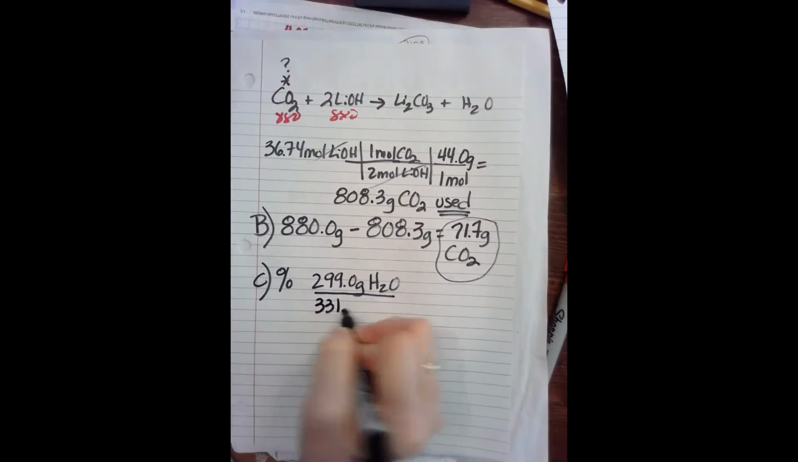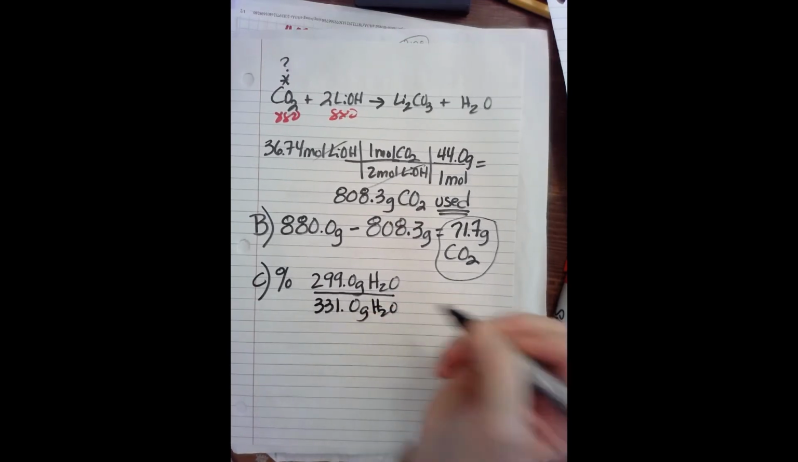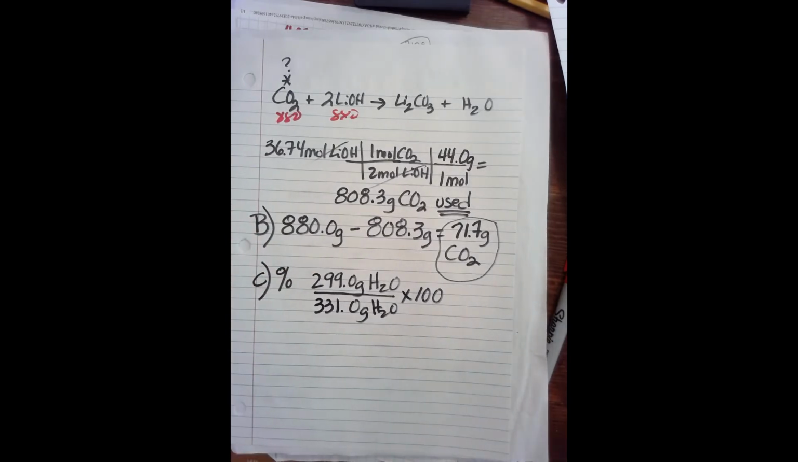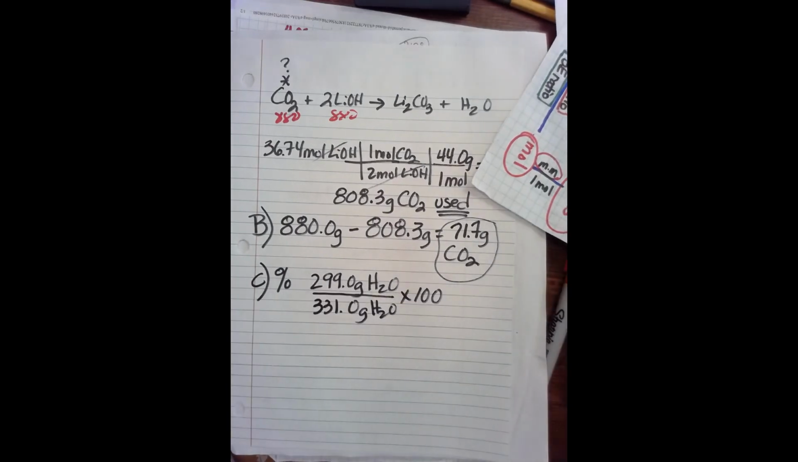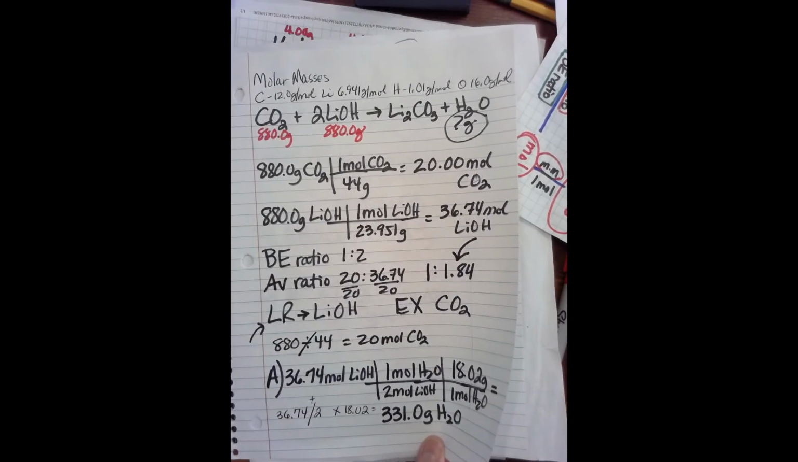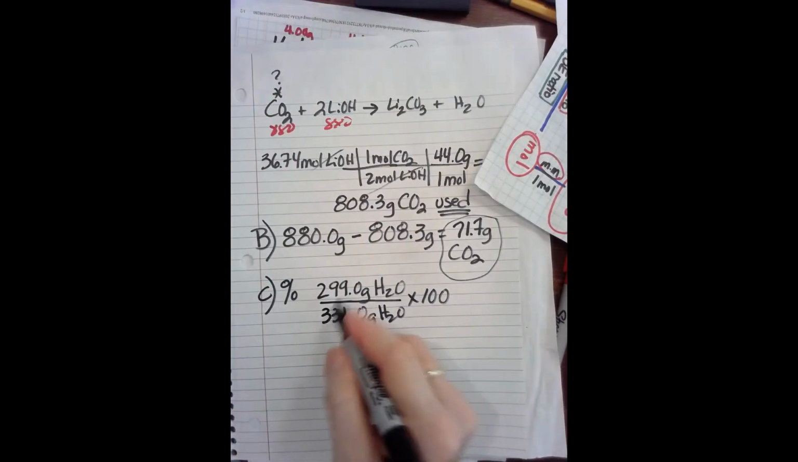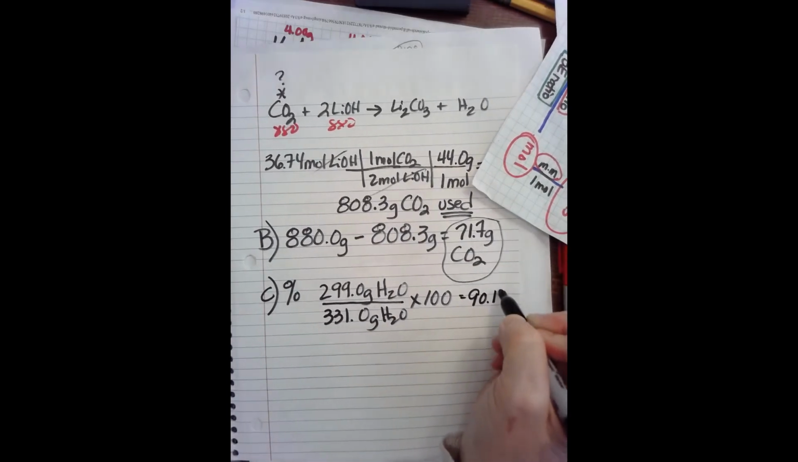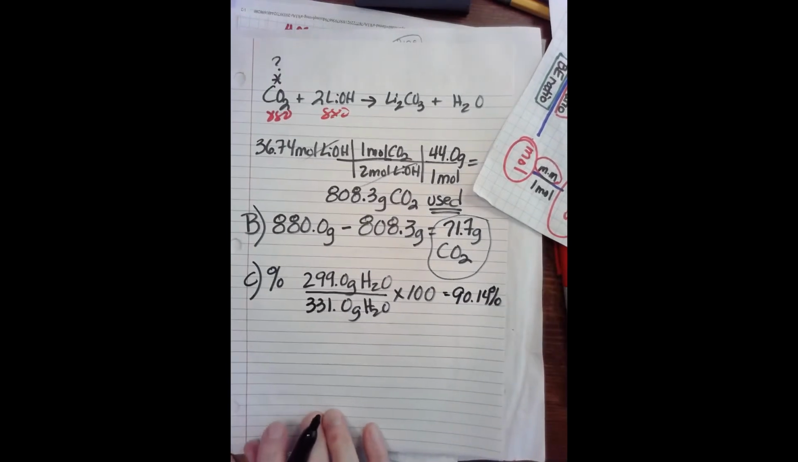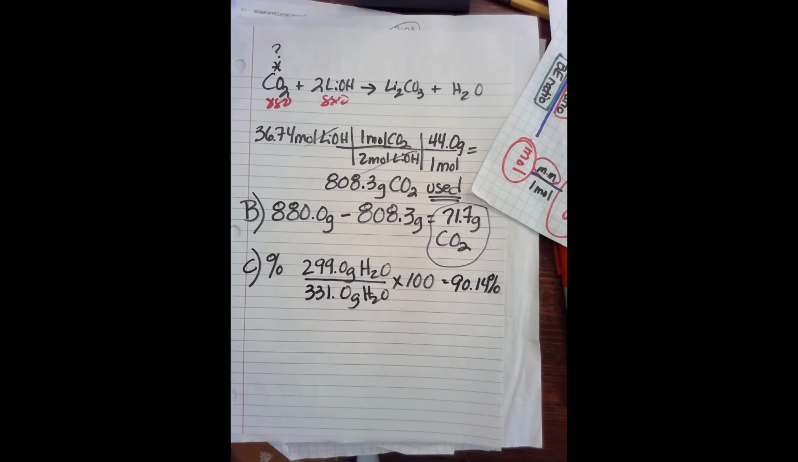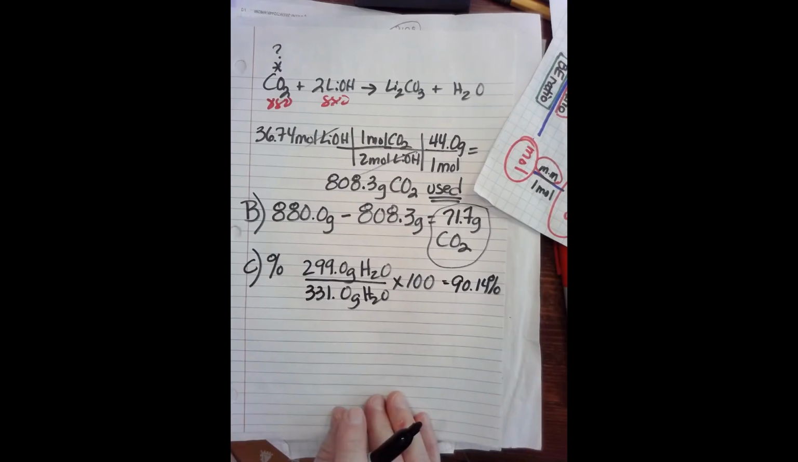So this is 331.0 grams of H2O, times 100. So this is 299 divided by 331.0. Is that right? Yeah, I think I used the wrong number before. We'll just call it 331. And that is 90.14%. Okay, pretty efficient bit of business there. If you're on a spacecraft, on the International Space Station, you might want that to be more efficient than that. You don't want that carbon dioxide to be building up in there. So we'd want more water to be coming out of that.